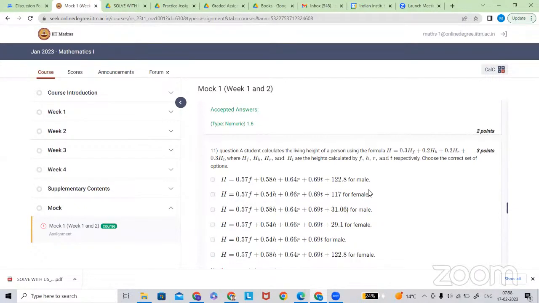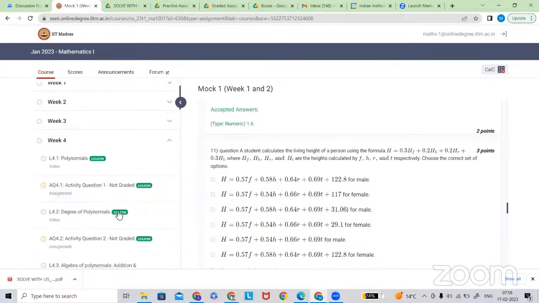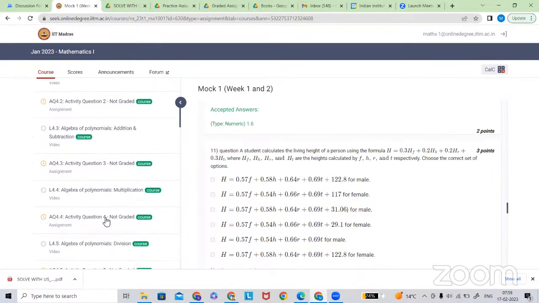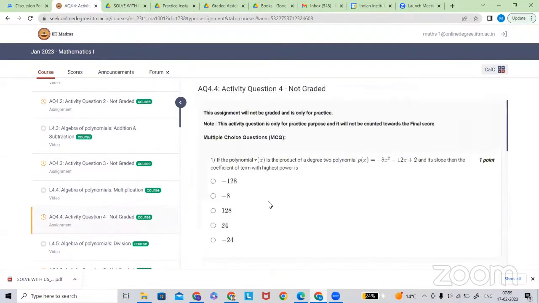And sir, I had doubt in the activity question 4.4, question 1. If the polynomial R(x) is the product of a degree two polynomial P(x) and its slope, then the coefficient of the highest power. So what is the doubt here? Sir, I don't know how we have to get this.